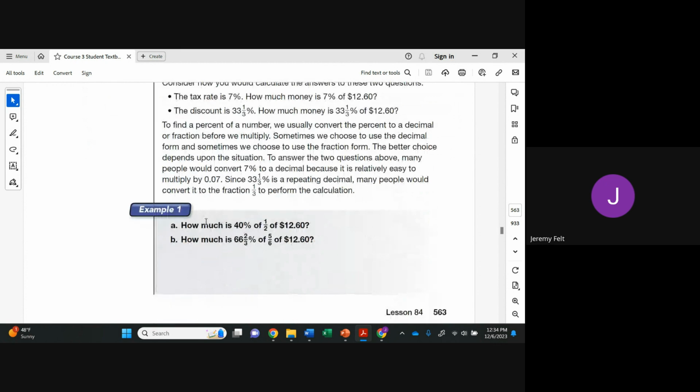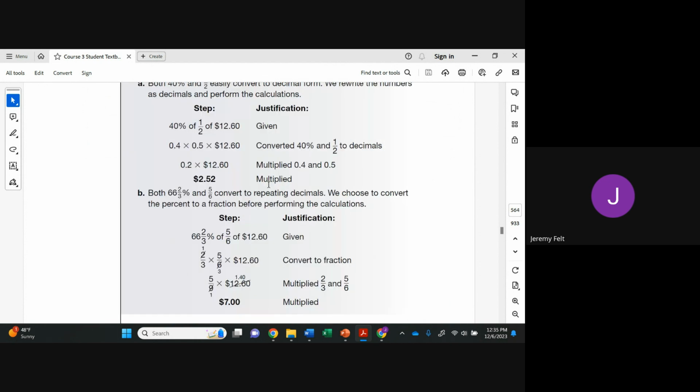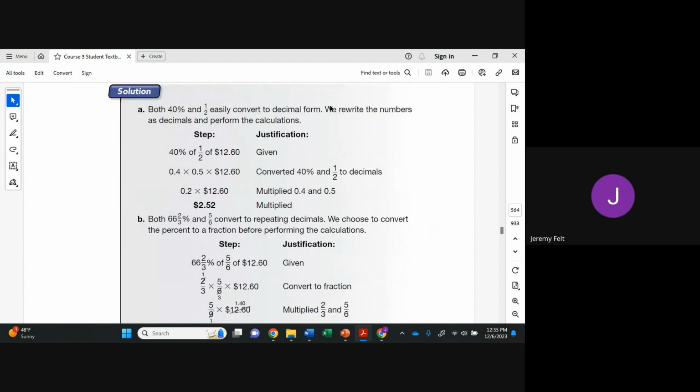All right. If we're looking at percents and fractions and decimals, we've got to choose a rational number. 40% of 1/2 of $12.60. That same number we started with up here. I would personally do decimal for this one just because this can easily be converted to 0.4. 1/2 we know, or we could quickly figure out if we don't remember, is 0.5. So we multiply 0.4 times 0.5 times 12.60, and we get $2.52.